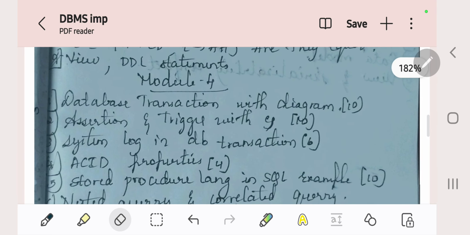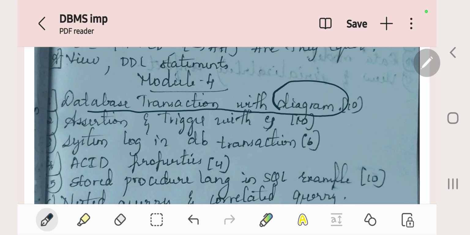Coming to module 4. In module 4, you have to explain database transaction with a diagram. Draw the diagram first, later it will be easier for you to explain. Then we have assertion. You have to write the code again for assertion and trigger. These both are separate questions, so you have to take different examples and explain. For trigger we also had a code. You can explain the same.